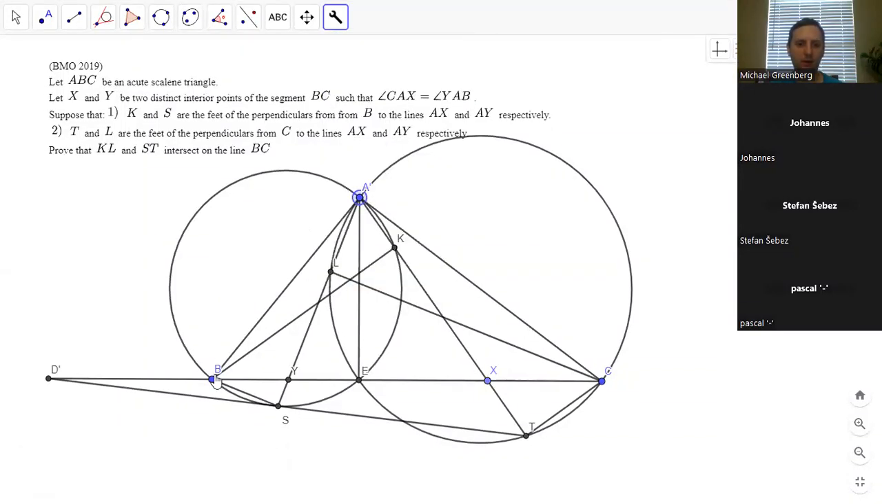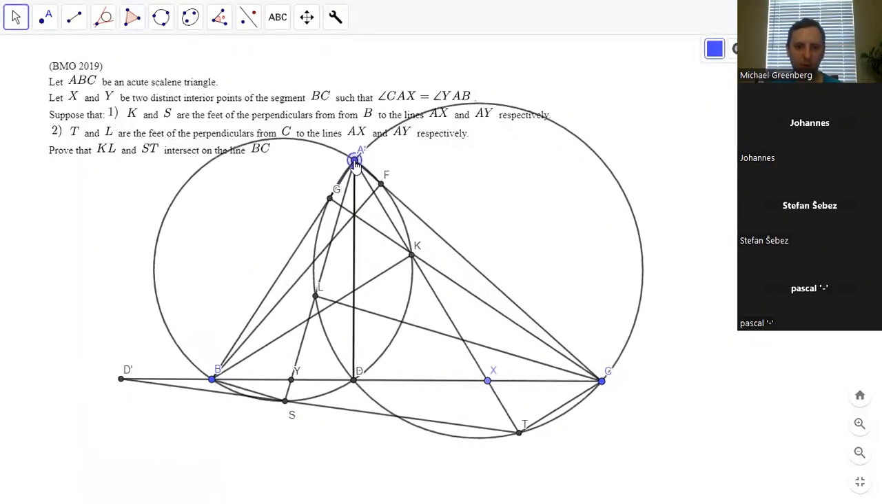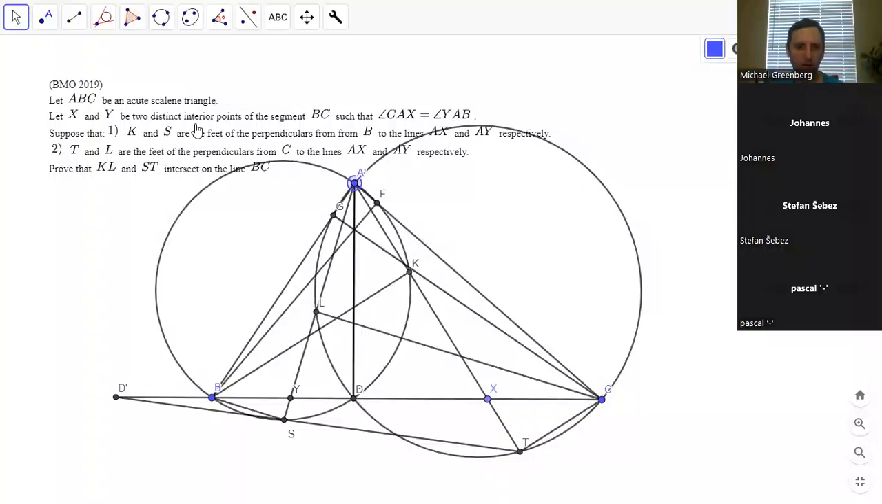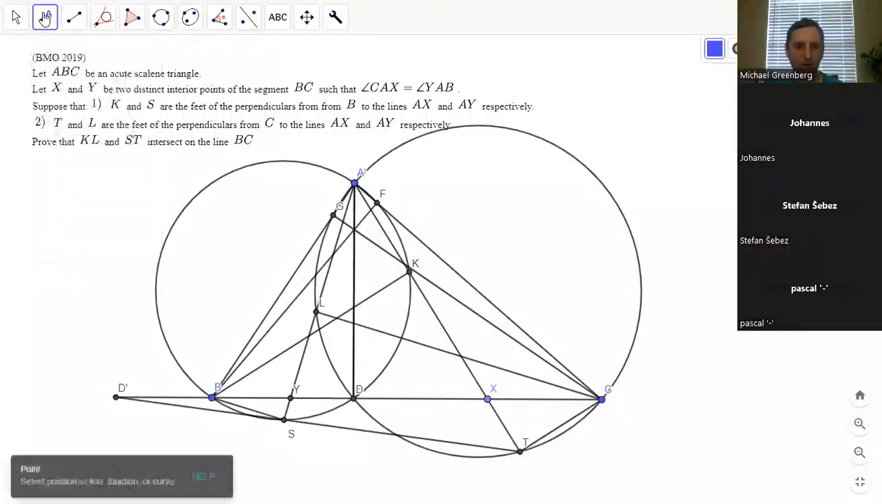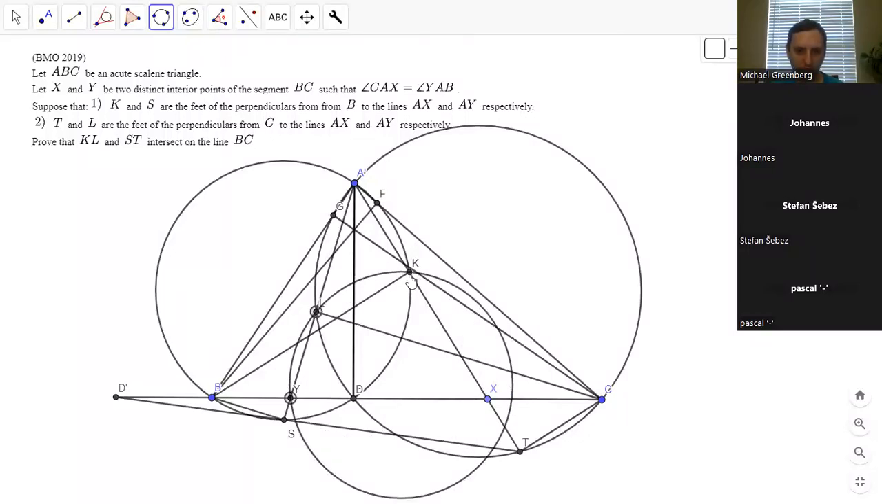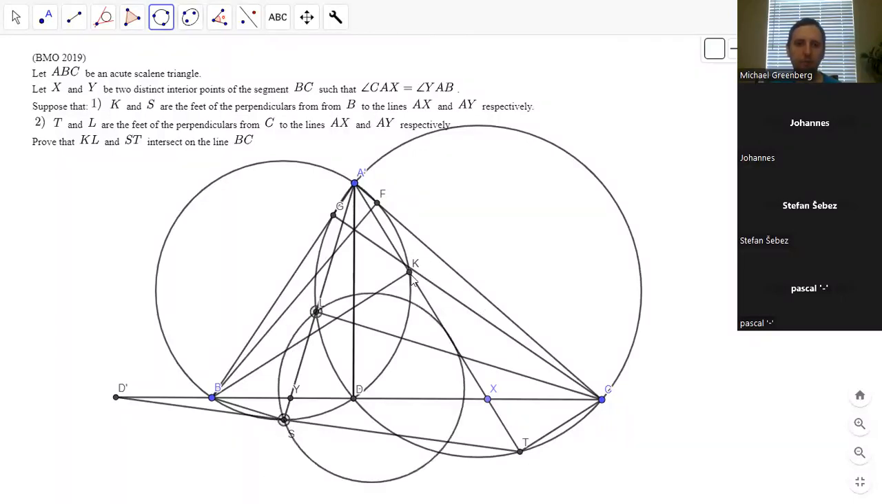Let's see. Oh, somehow my tool didn't work. We can show this concurrency if we can show that SLKT is cyclic. Mm-hmm, and that appears to be true. Okay. XLKT, or sorry, what did you say? SLKT. Oh, like the 4 feet of perpendicular, okay, and then it's just radical axes. Right.